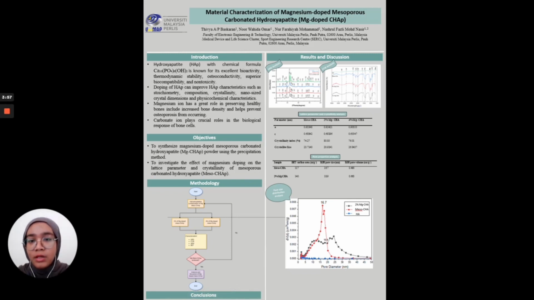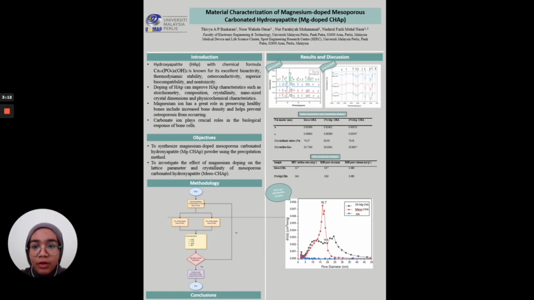Firstly, I will explain about what is hydroxyapatite. Hydroxyapatite is a calcium phosphate source with chemical formula as shown, and it is known for its excellent bioactivity, thermodynamic stability, osteoconductivity, superior biocompatibility, and non-toxicity. In nature, however, it varies in some ways from pure hydroxyapatite.